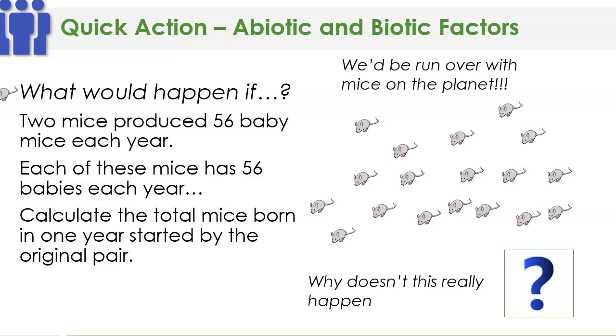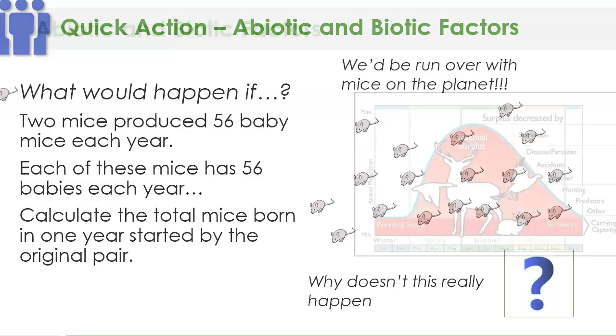So the question becomes, why is it when we walk around we're not constantly stepping on mice, right? Why is it that we are not overrun by them if they have this many babies all the time? The reality is because there are a lot of things that limit how many of these mice actually survive, right? And so that's what we're going to take a look at today.